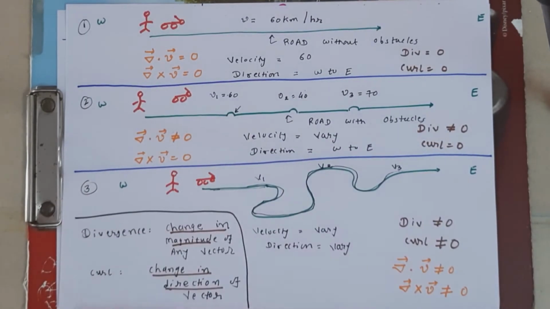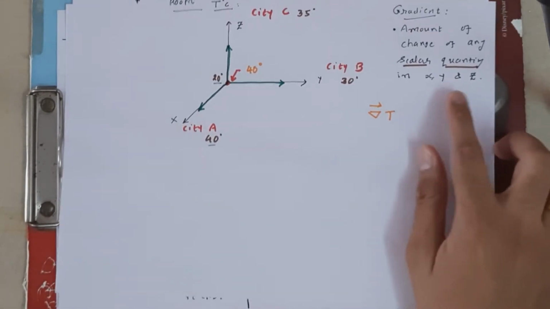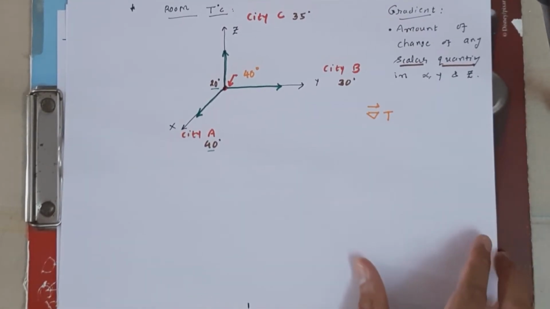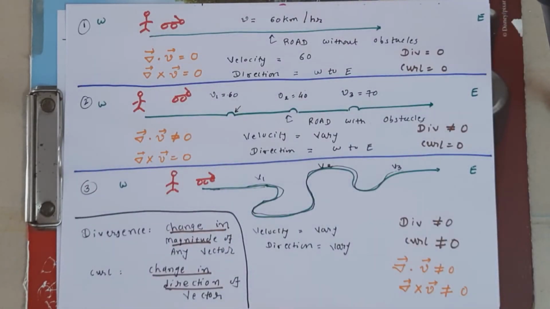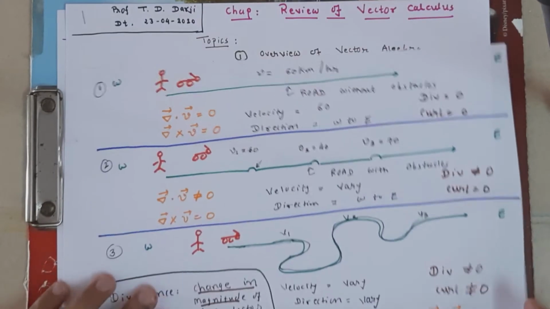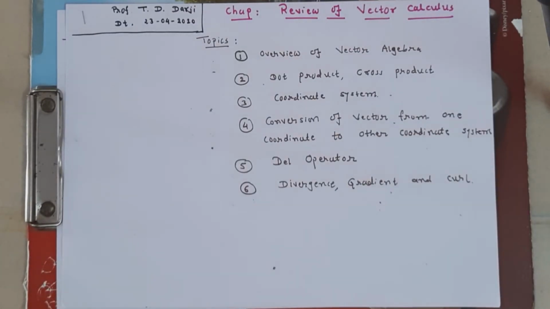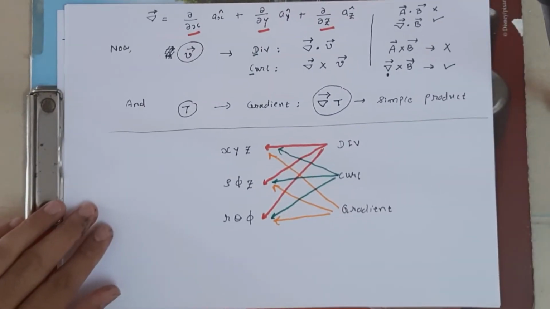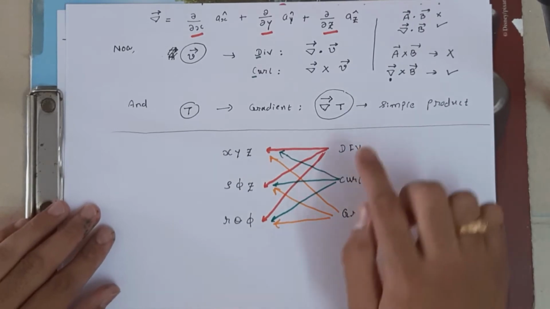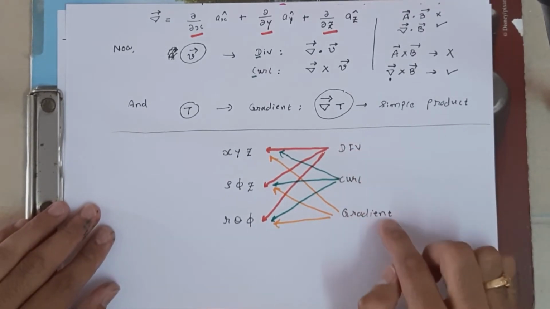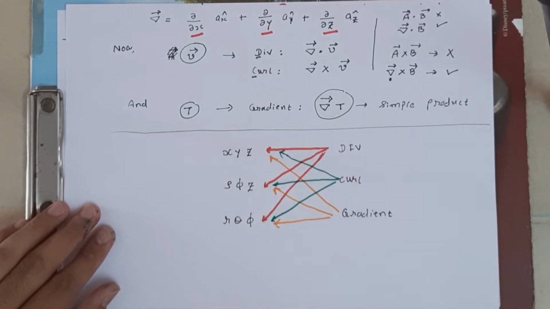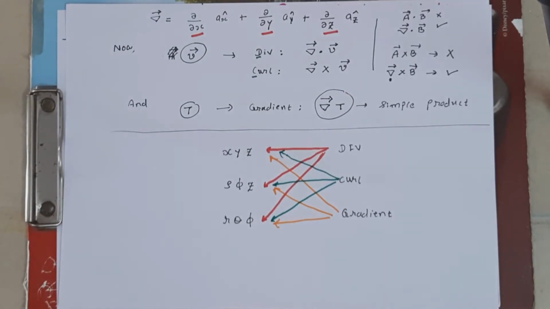It is indicated by the gradient, not only in the x, y, z directions. It may be rho, phi, z, or r, theta, phi directions. It depends on the type of coordinate system. So in today's lecture, we have to find the definition or equation of divergence, curl, and gradient in all the three coordinate systems. And this is the important thing.